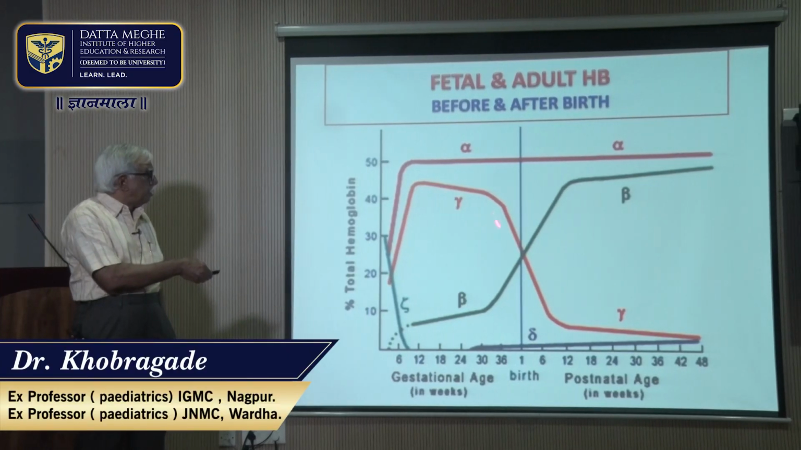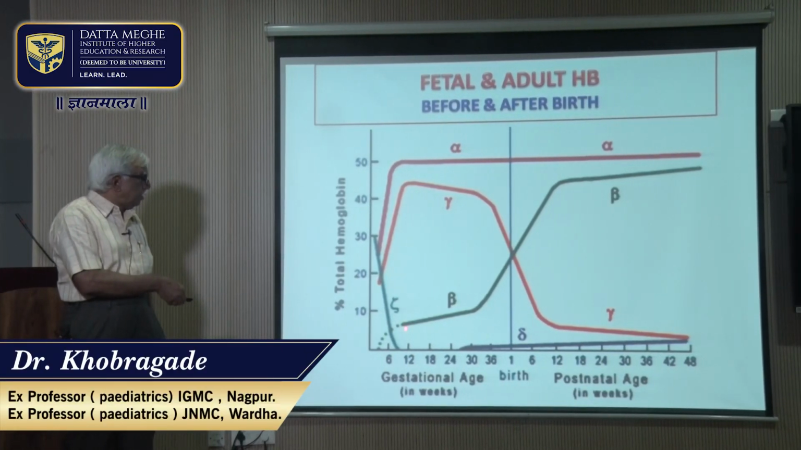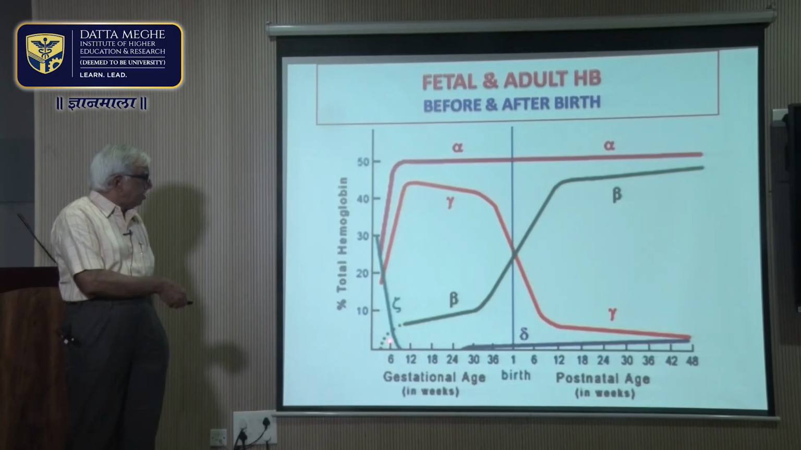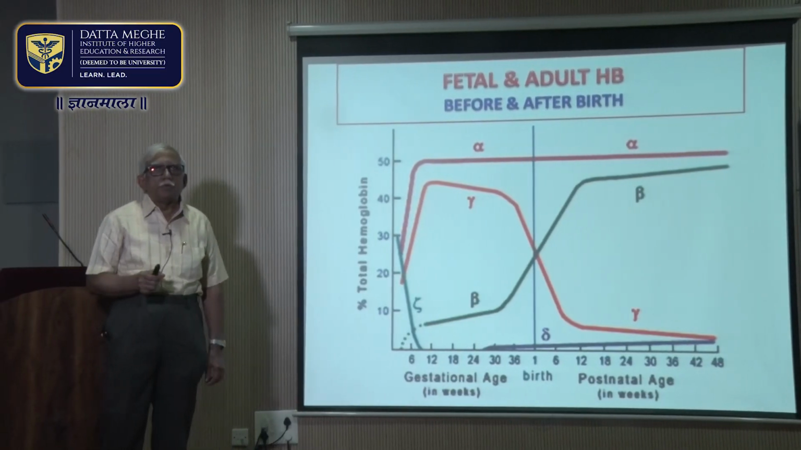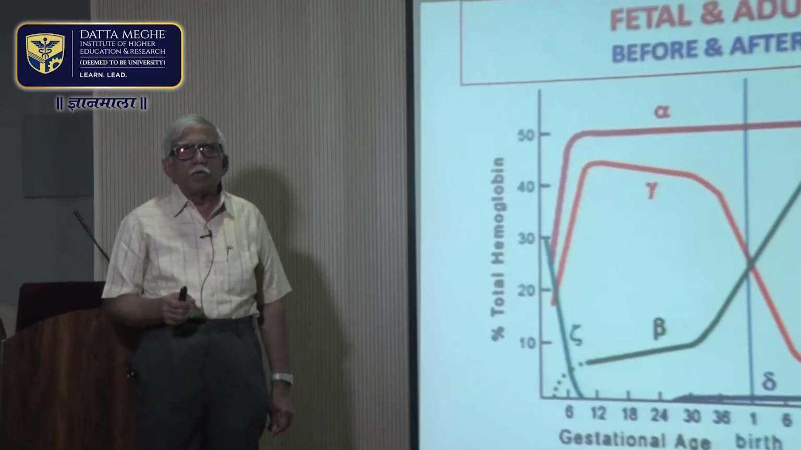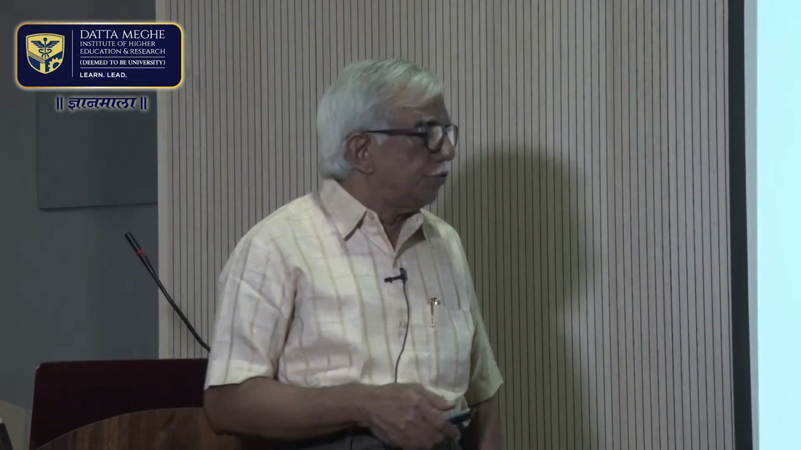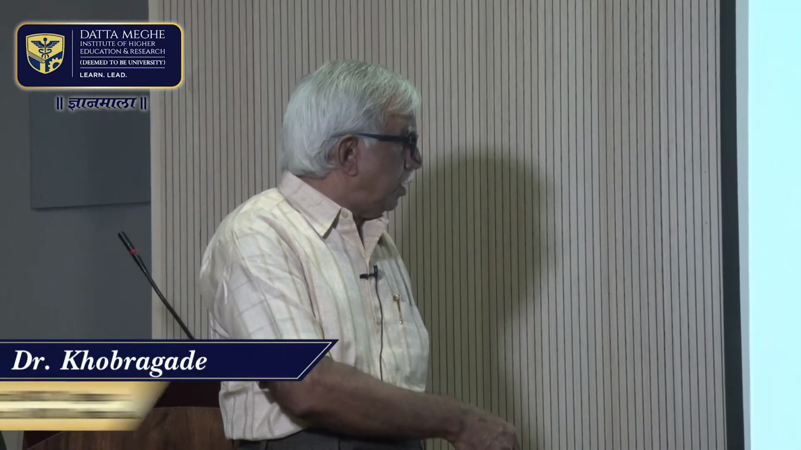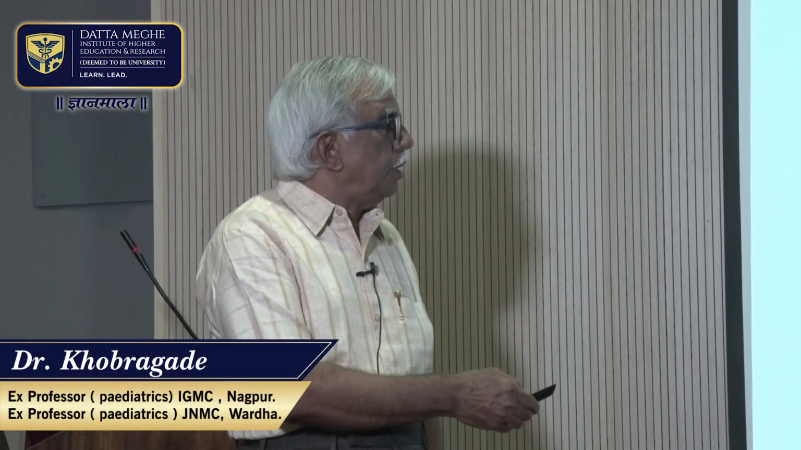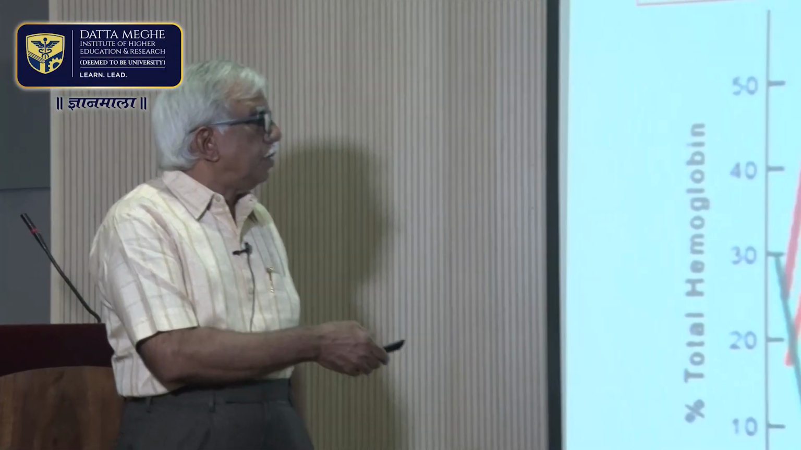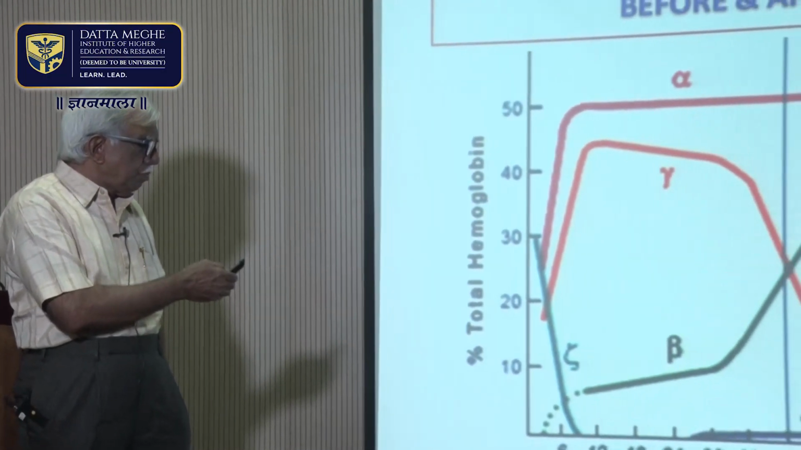Then you have got a gamma chain, then the beta chain. Beta chain also gets started as early as say 6 to 7 weeks, and this is the important period from the point of view of the prenatal screening of beta chain abnormality, that is in the form of sickle cell. Therefore, we can detect as early as 6 to 8 weeks of life the beta chain abnormalities in the form of sickle hemoglobin.